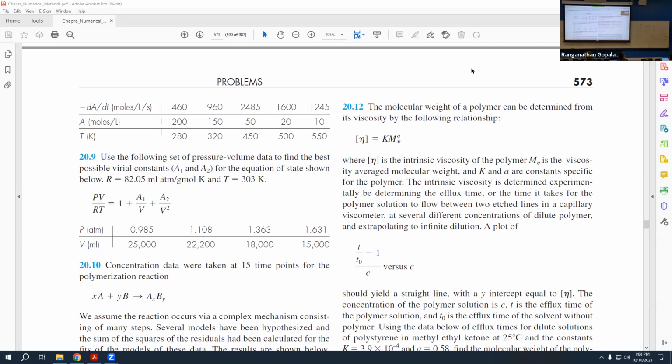If you do that, then what is your fit function? Your fit function is Y equal to, you are already given 1 here, so you don't need a fit constant. You can just write 1 plus A1 times X plus A2 times X squared.